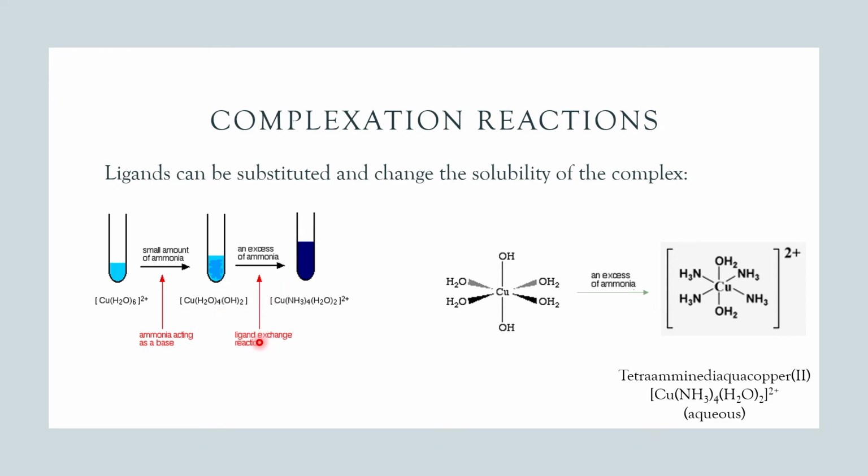But by adding ammonia, what we have is ligand exchange. Again, this idea of ligands being able to be substituted in and out. So the amines are going to come in and remove both of those hydroxides as well as 2 of the waters, forming tetraamine diaquacopper. Now we have 4 amine groups and 2 water groups.